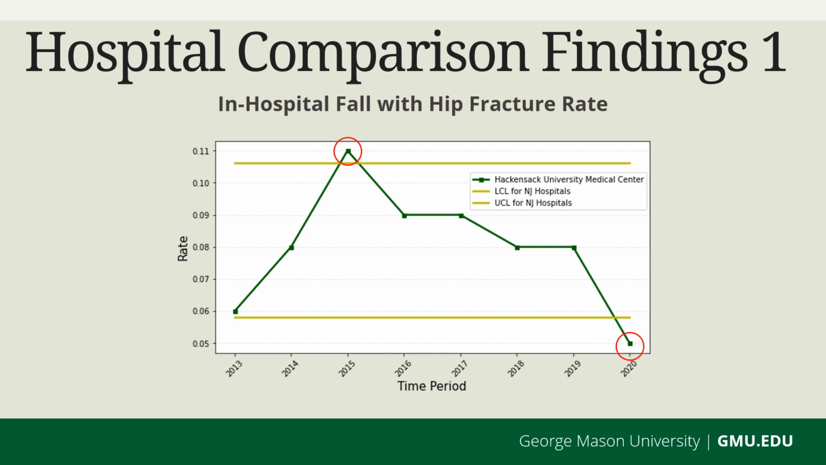The LCL, also known as lower control limit, represents the lower threshold of our expected performance. Falling below this line is actually a positive sign, indicating a lower rate in hospital falls. The green line represents the mean of the hip fracture rate over time in Hackensack University Medical Center. In this graph, we see a spike and a drop in the in-hospital falls with hip fracture rate. As we see, the fall rate is below the LCL, showing a positive trend in patient safety.